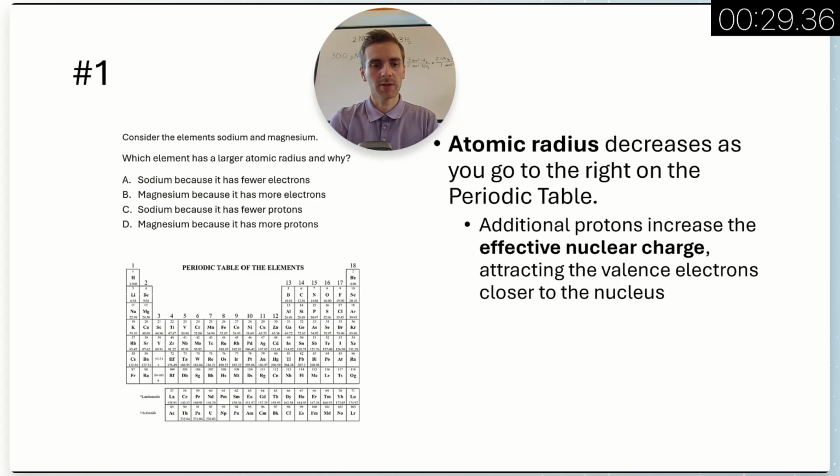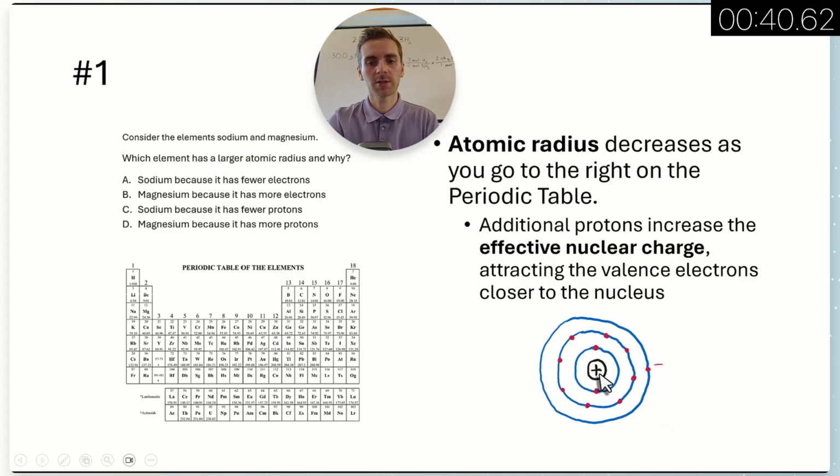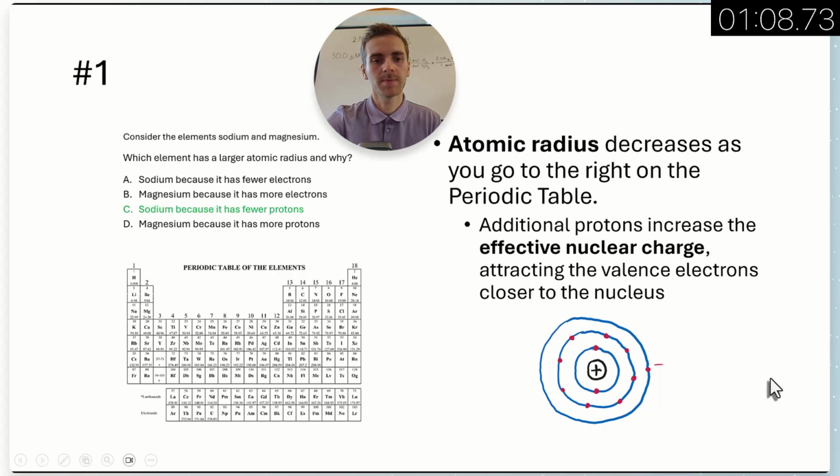Now, you might think increasing protons would increase radius, but it actually decreases radius because it increases the charge of the nucleus. The nucleus is in the center and is positively charged. The protons have a positive charge, and then the electrons are around it and have a negative charge. So the more protons that are in the nucleus, the more strongly the valence electrons are attracted to them, and they're pulled in closer. So magnesium has what we call a greater effective nuclear charge than sodium because of the additional proton, and so it has a smaller atomic radius. So the answer to number 1 is going to be C.